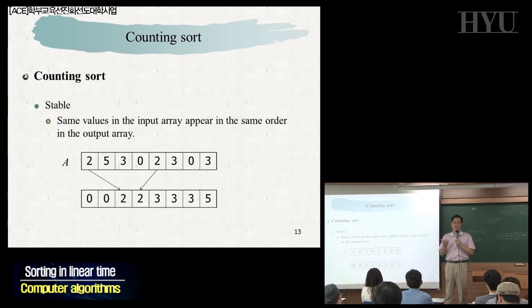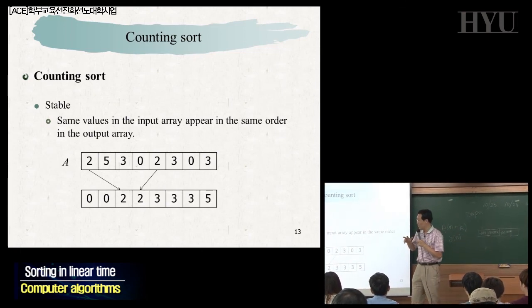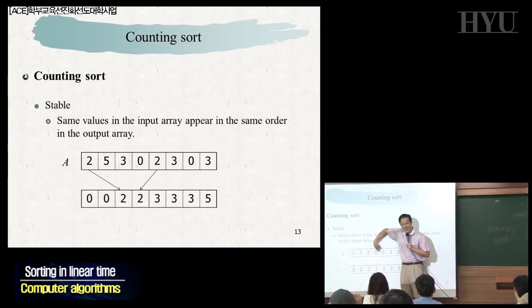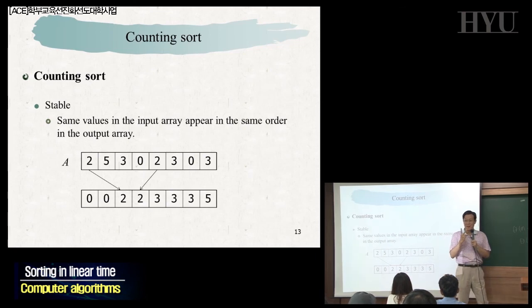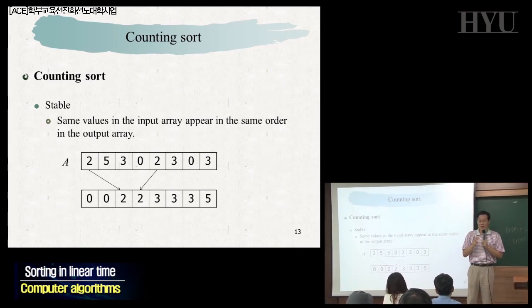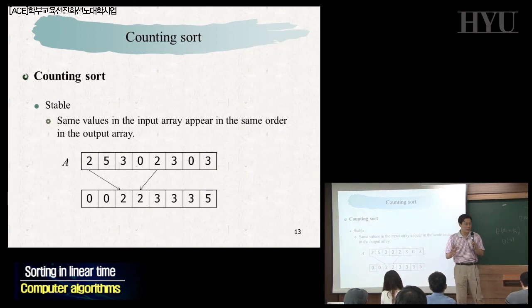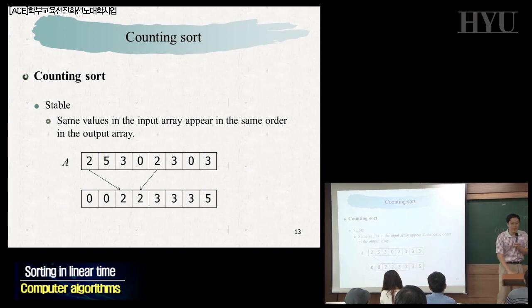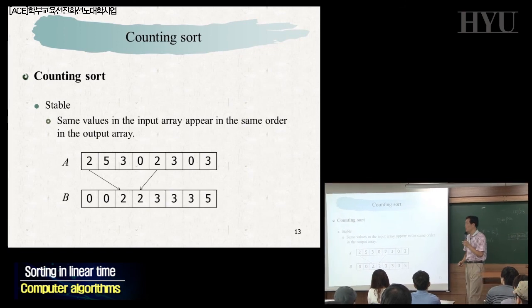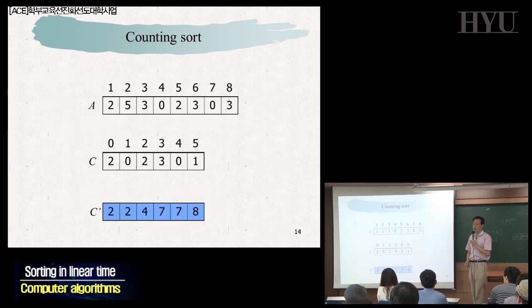At first, there is no difference between these 2 elements because they are the same values. But sometimes they have satellite information, such as these might be names, but their student IDs are different. Then they can be considered a different element. So to satisfy this, counting sort should be changed like this.